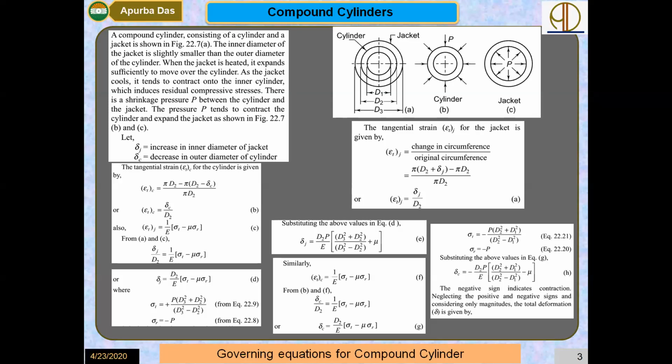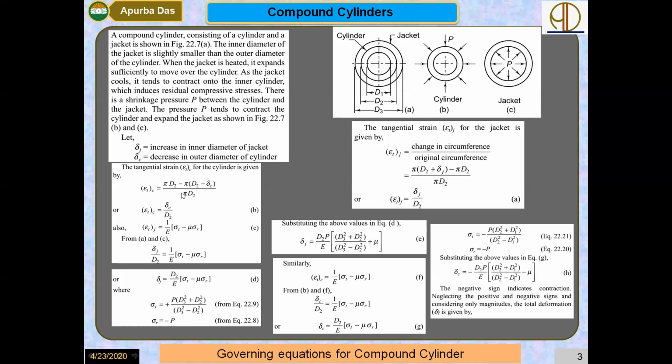Okay, so the tangential strain epsilon T for the jacket is given by the change in circumference divided by the original circumference. The change in circumference is pi d2 plus delta J minus pi d2, that is, the circumference after expansion minus the initial circumference, divided by the original circumference pi d2. So epsilon T for the jacket, the tangential strain, is delta J by d2.